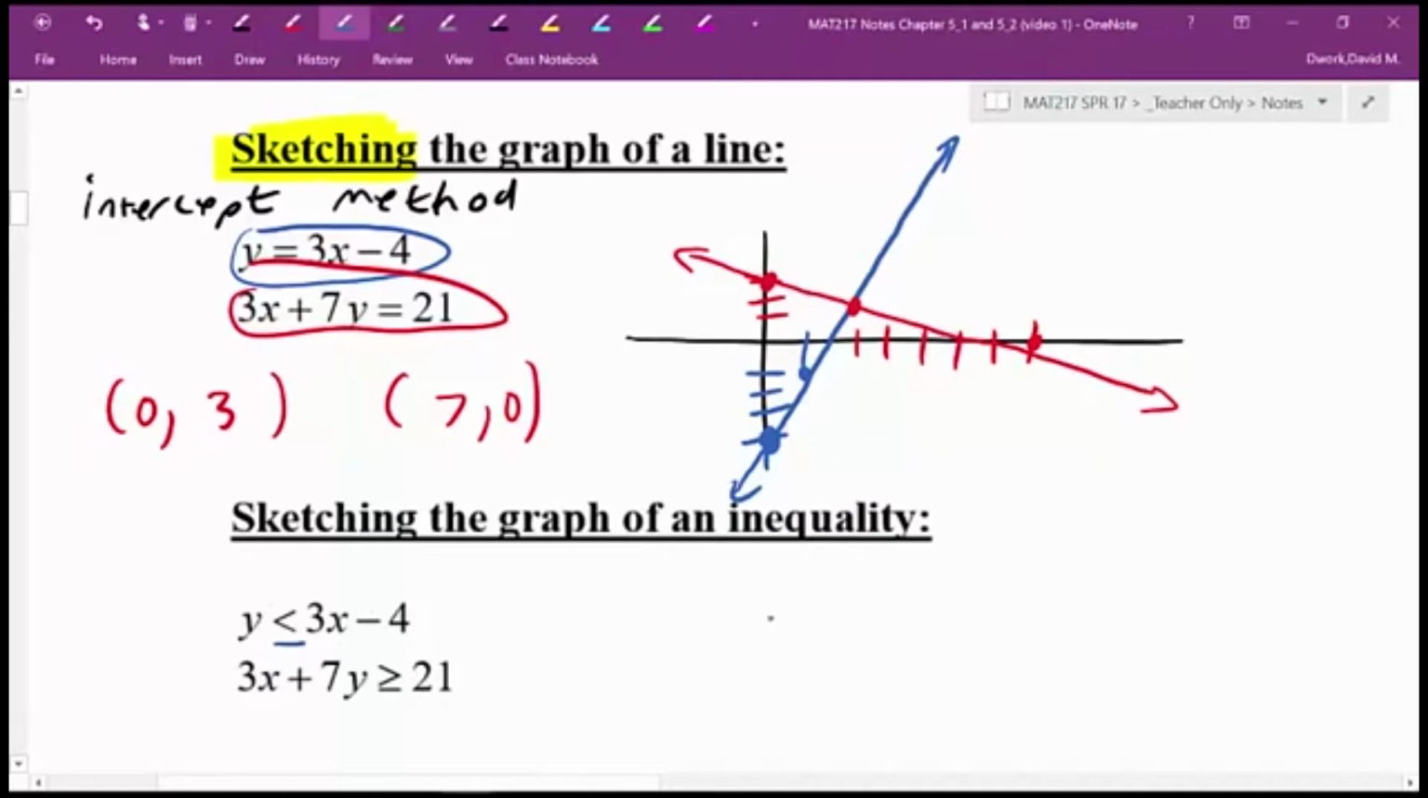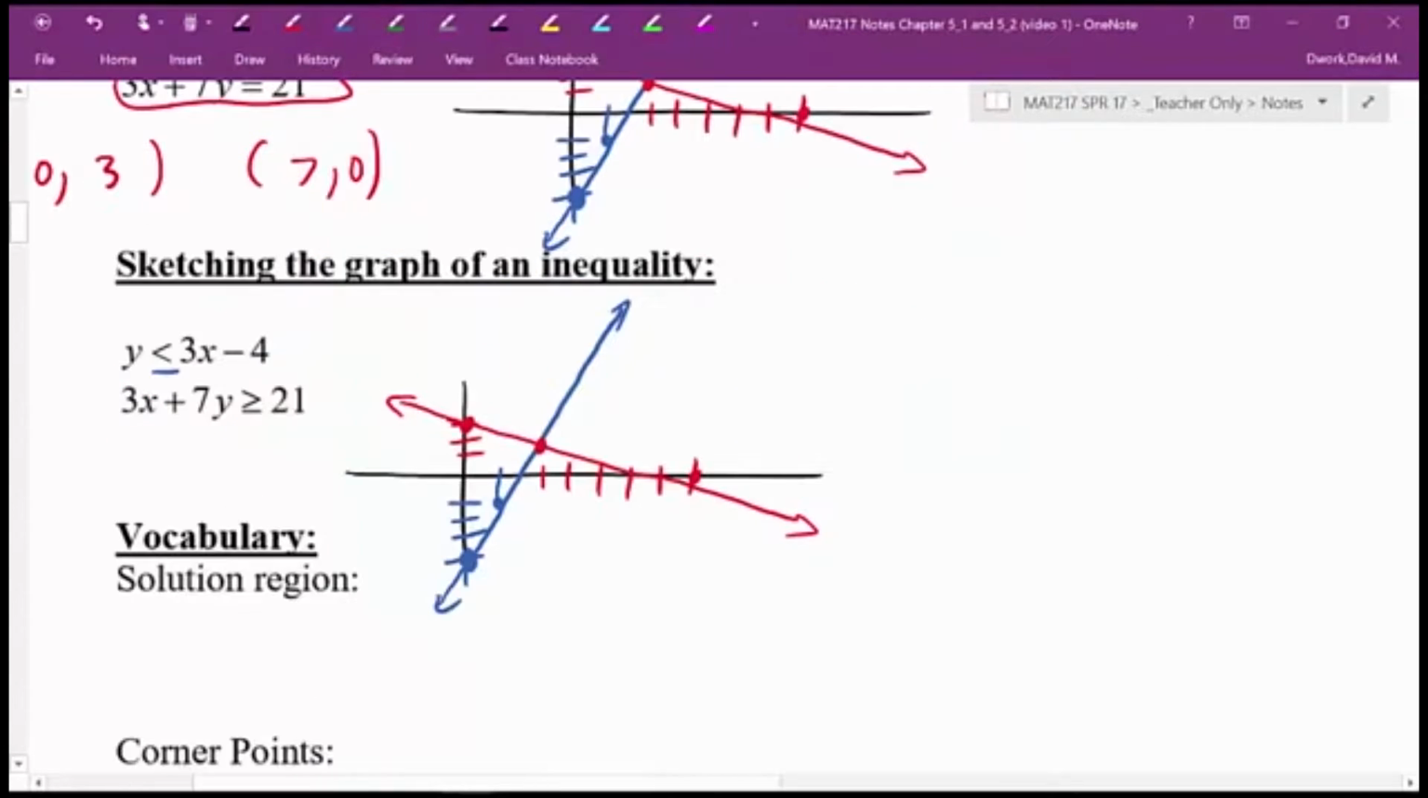What's the difference? How do you graph an inequality versus a regular equality like we just did? Well, you do the same thing. So I'm totally going to cheat. There we go. So I totally cheated, copied the graph, and now it's the same graph. You graph them the same way.